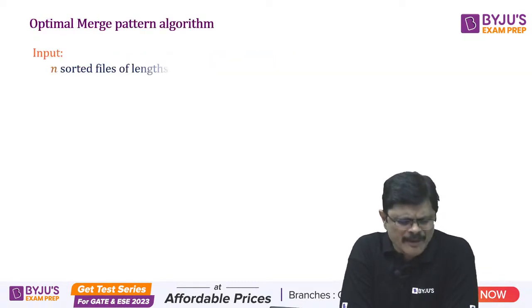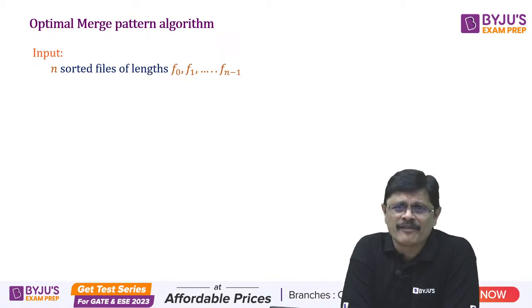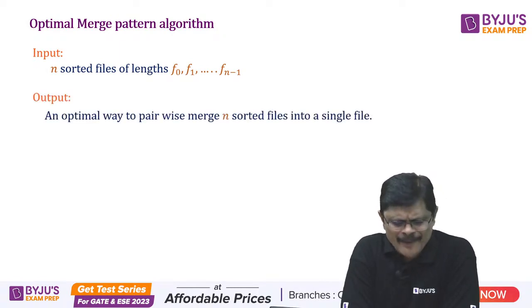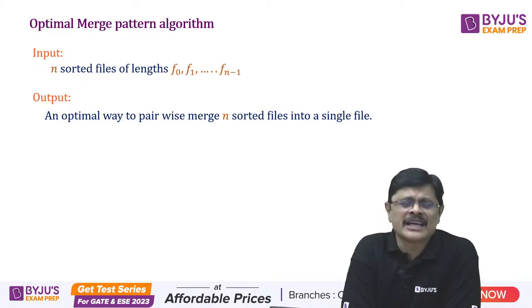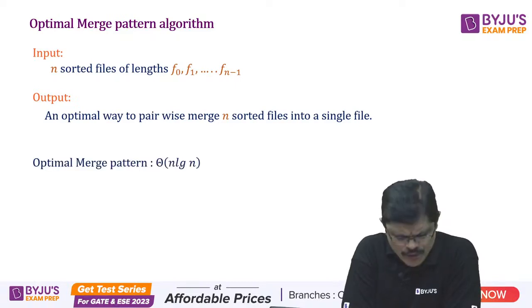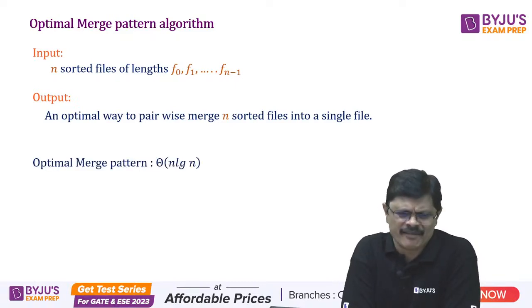Then optimal merge pattern, what happens? We have n sorted files and need an optimal way to pairwise merge these n sorted files into a single file. Of course, here also sorting plays a very important role. So the complexity of this would be theta n log n, my dear friends.